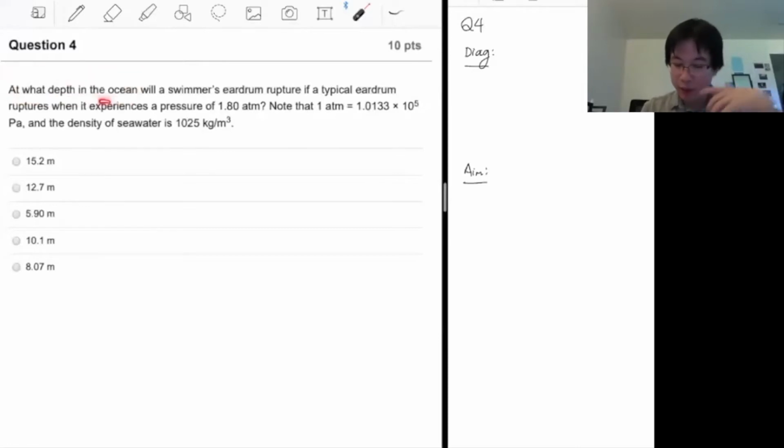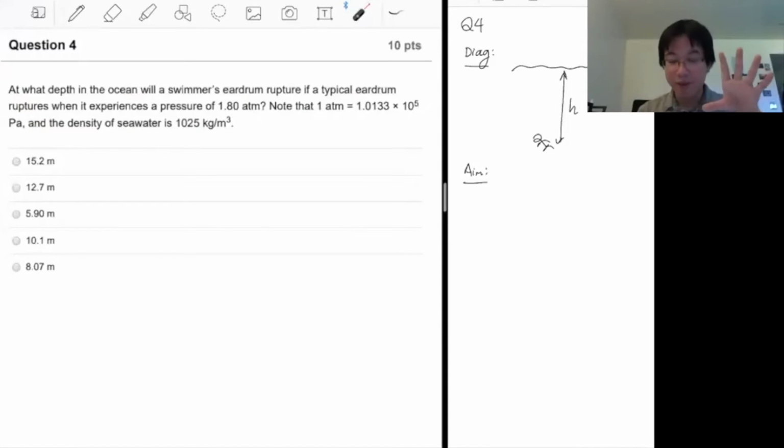So in the ocean, will a swimmer's eardrum rupture if a typical eardrum rupture... Okay, so you need to draw the situation where the swimmer's eardrum would just about not rupture. Just about the depth where it's not ruptured. So you draw ocean, swimmer, and some depth. Let's call that H.